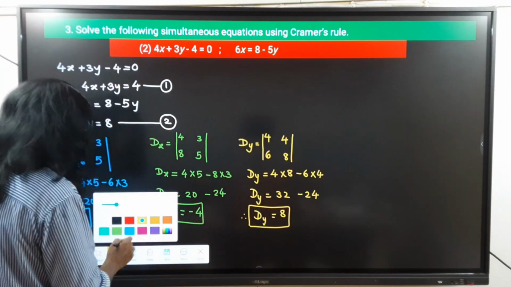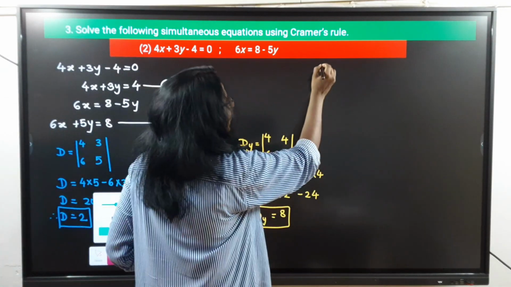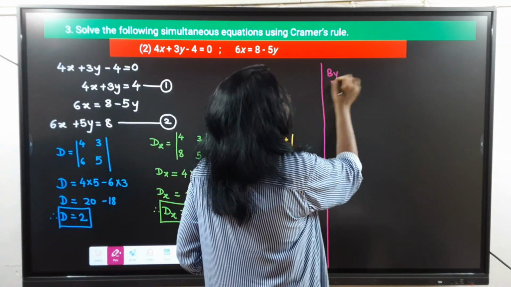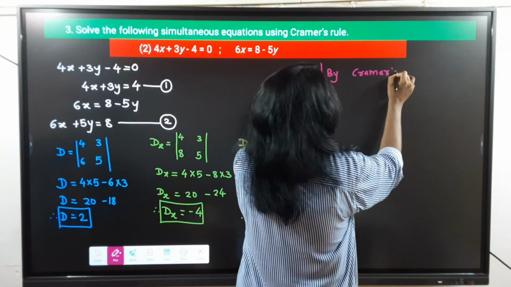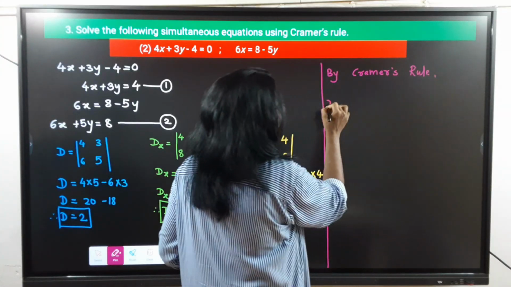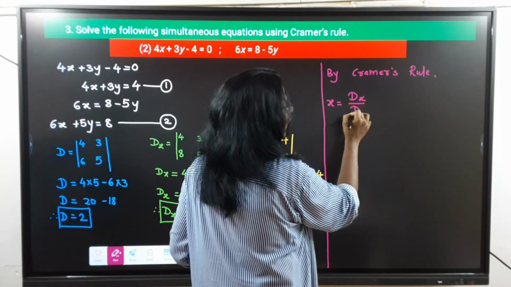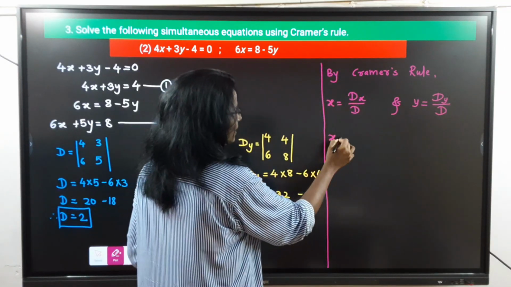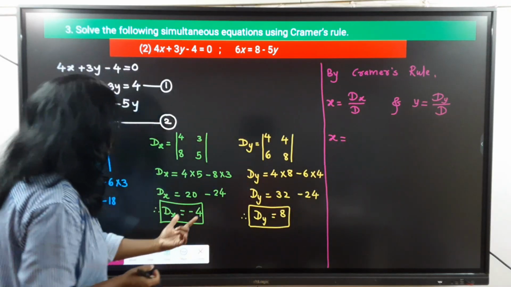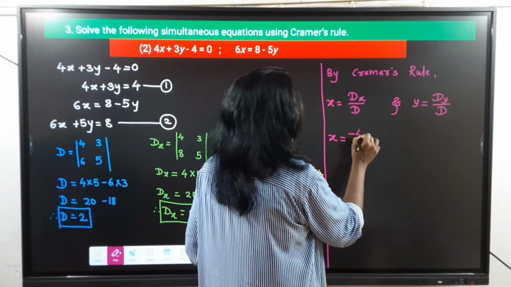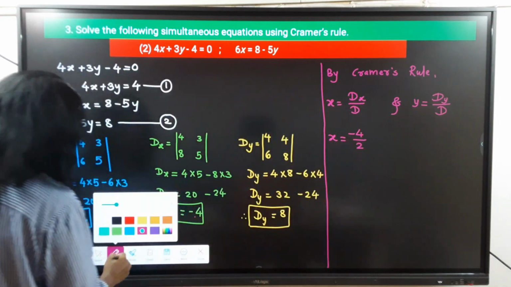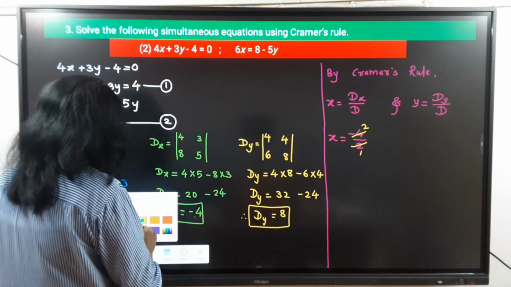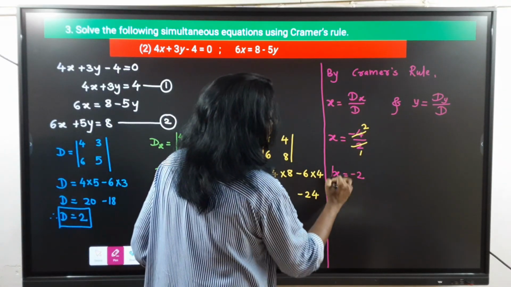Then the next step, students, is finding out the value of x and y. So here we say that by Cramer's rule, x is equal to D of x upon D and y is equal to D of y upon D. So here x is equal to, now substitution, minus 4 upon 2. Now the cancellation part: 2 ones are 2, 2 twos are 4. So here x is equal to minus 2.